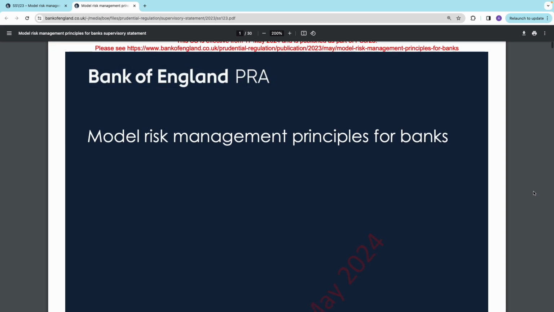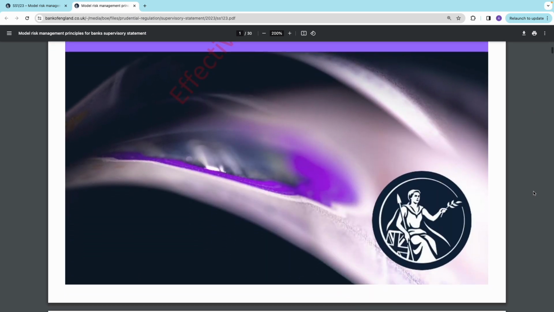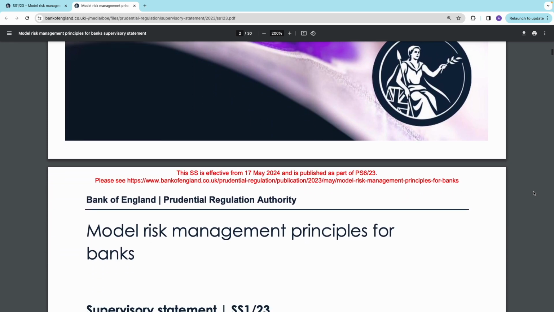That was a very insightful conversation covering the supervisory statement issued by Bank of England, covering model risk management principles for banks. It's also called SS1/23. It comes into effect from May 24.